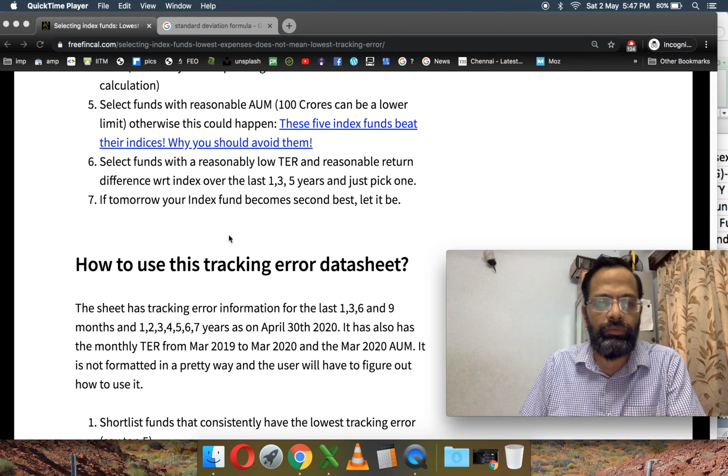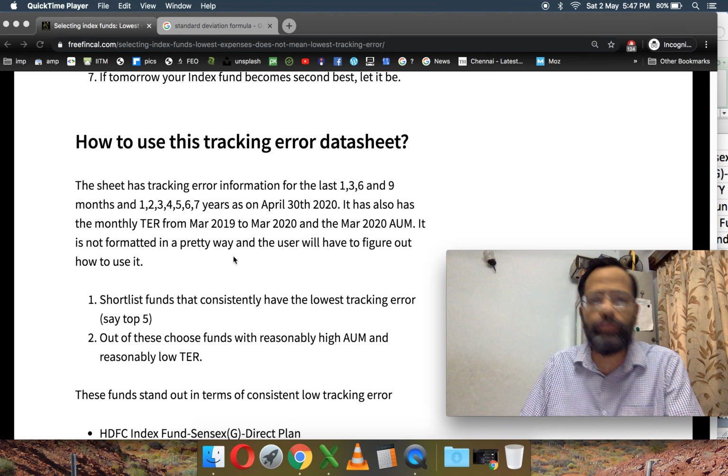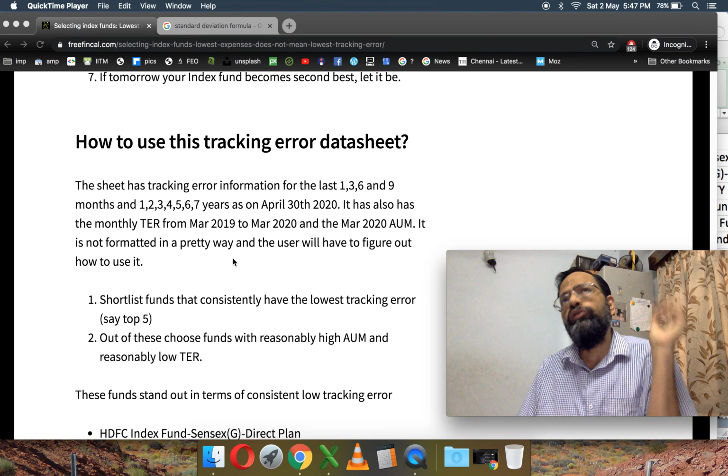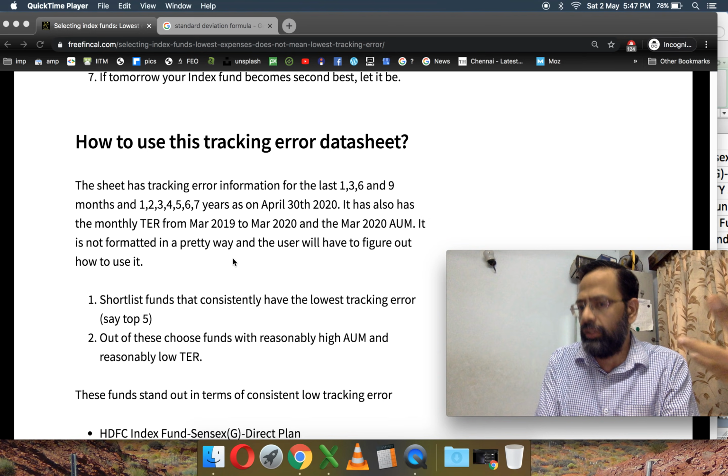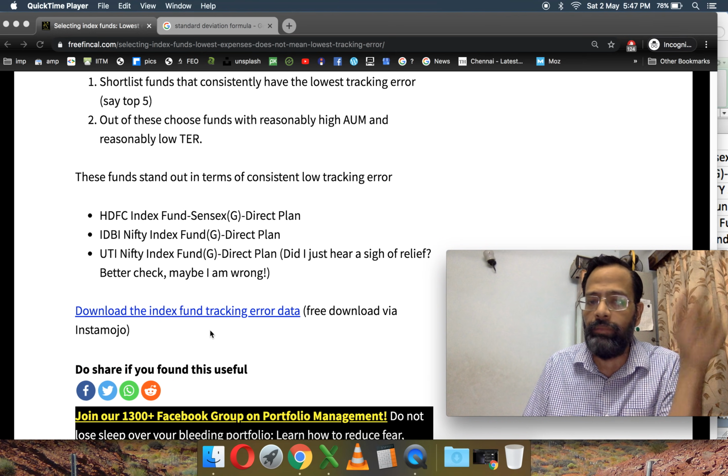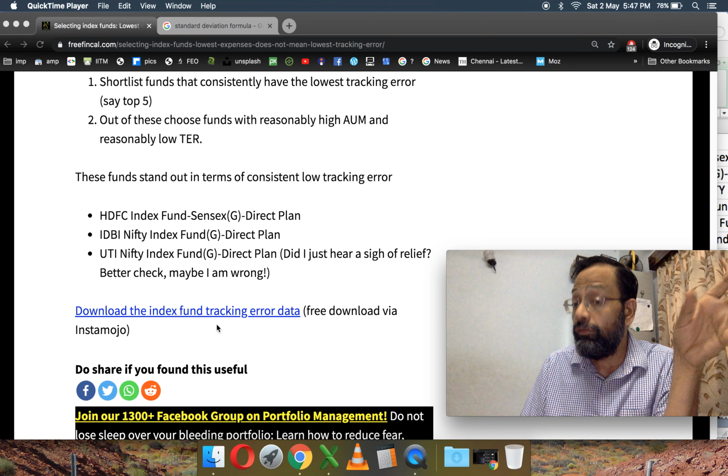You can see the full list of do's and don'ts here. I have also written about how to use the tracking error. So go to freefincal.com, go to the latest post on the tracking error. If you scroll down, you should be able to download the data for free via InstaMojo.